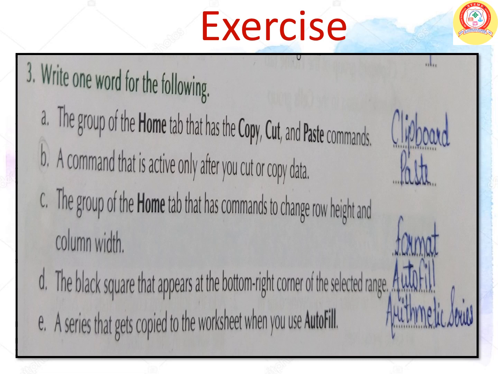Format. Okay. Now D1, the black square that appears at the bottom right corner of the selected cell. So what will come children? Auto fill. Now the next is children E1, a series that get copied to the worksheet when you use autofill. So what will come children? Arithmetic series. Now children, let's move to next question.